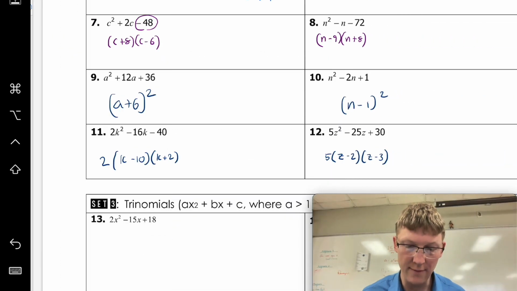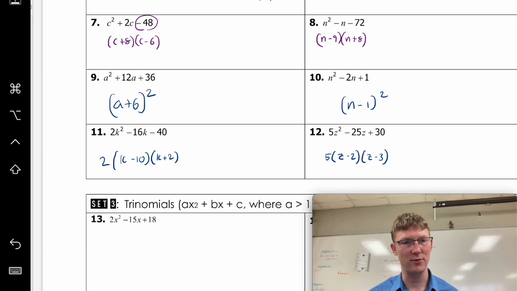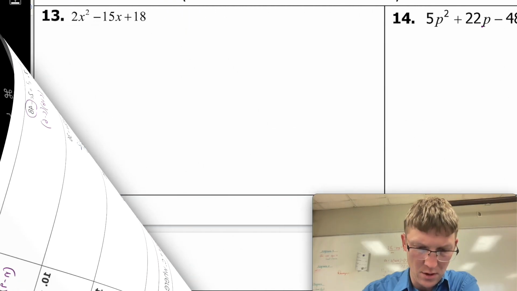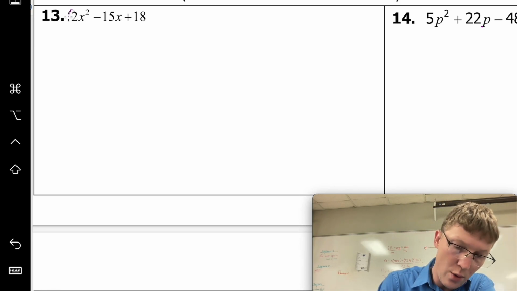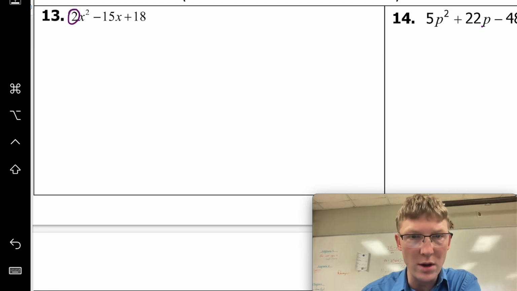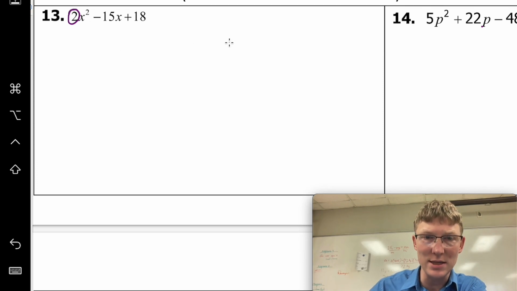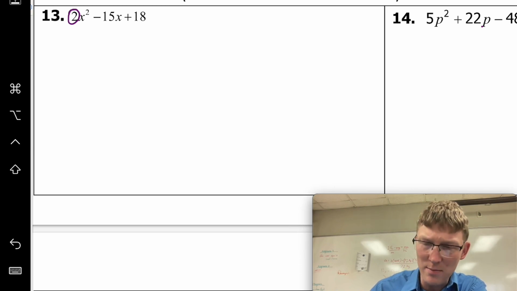Okay, here's what I got for 7 through 12. Hopefully you got something close to that. Remember, practice makes perfect. Perfect practice makes perfect. Okay, so those were all examples of if the coefficient in front of the x squared was 1. What happens if it's not? So there is a technique of doing this, and you may or may not be familiar with this.